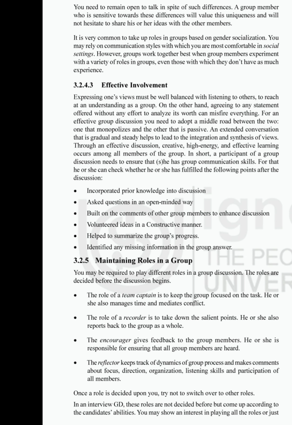The role of a recorder is to take down the salient points. He or she also reports back to the group as a whole. The encourager gives feedback to the group members. He or she is responsible for ensuring that all group members are heard. The reflector keeps track of dynamics of group process and makes comments about focus, direction, organization, listening skills and participation of all members. Once a role is decided upon, you try not to switch over to other roles.